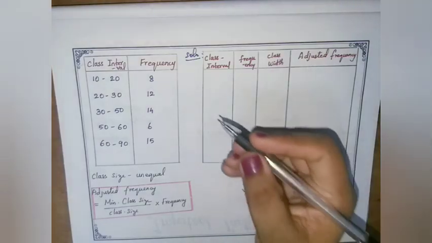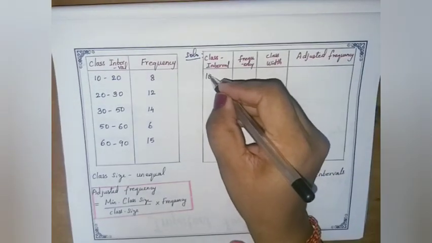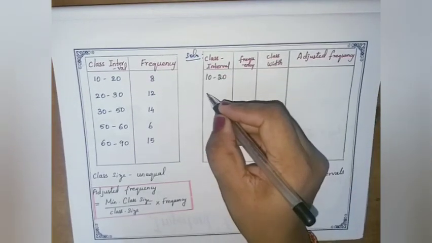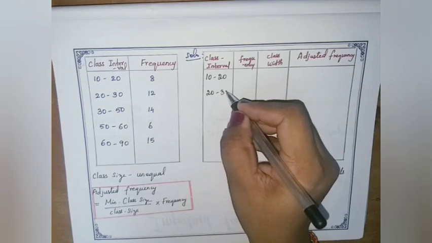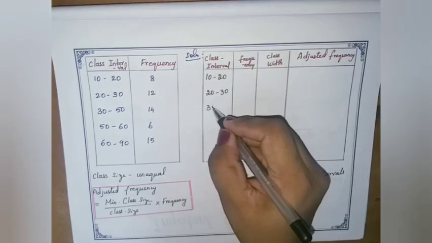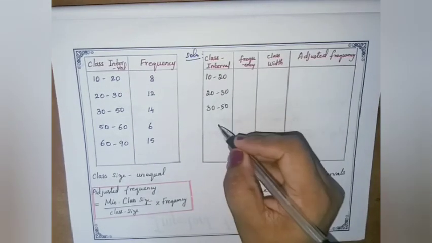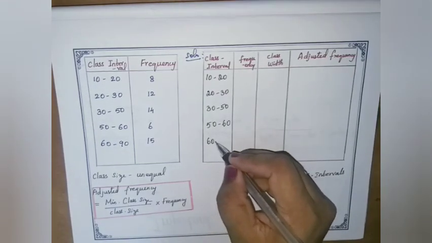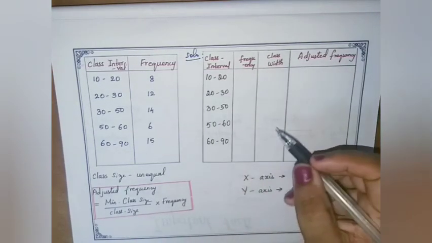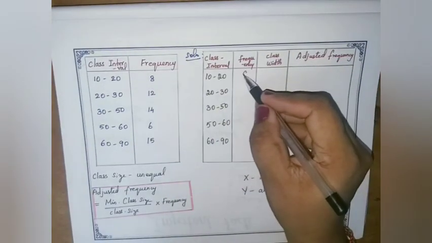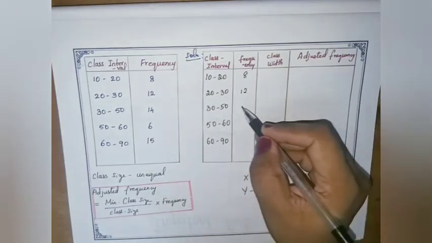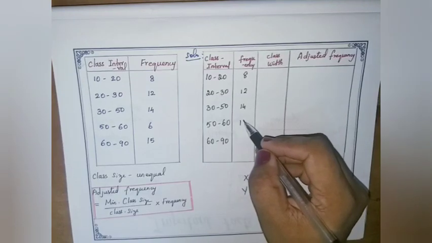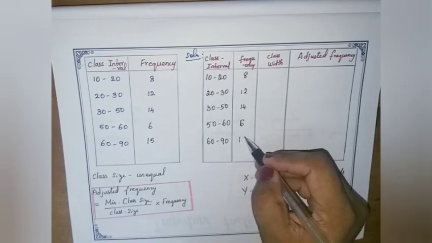First, write the class intervals: 10 to 20, 20 to 30, 30 to 50, 50 to 60, and 60 to 90. The respective frequencies are 8, 12, 14, 6, and 15.